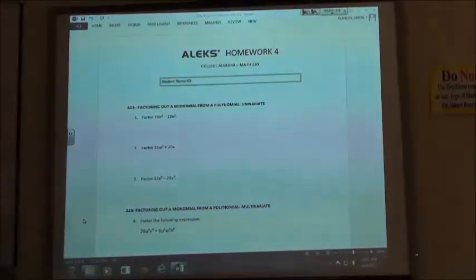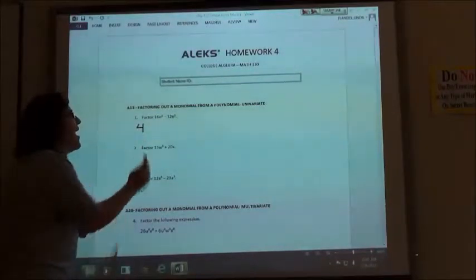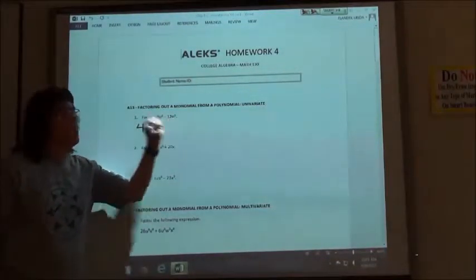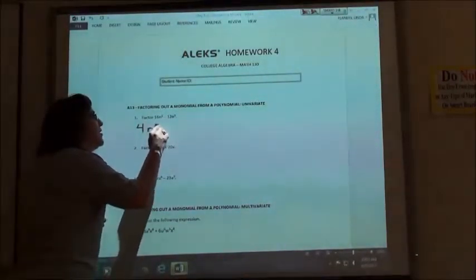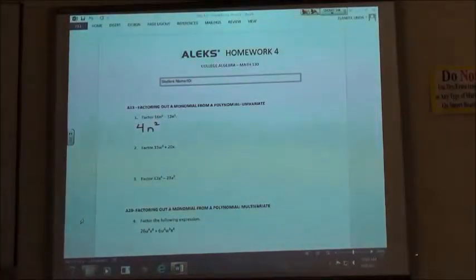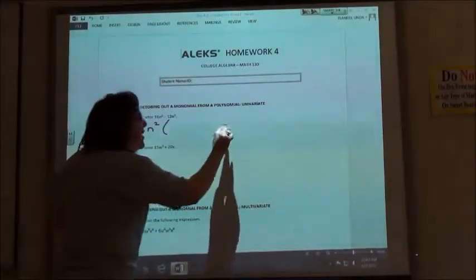Both of those are divisible by 4, would be the greatest one anyway. And then if I have n to the second and n to the third, their greatest common factor is n squared. It's always the lower of the exponents because you can't take out more than you have. So I'm going to divide the 4n squared out. I'm going to put that in front.